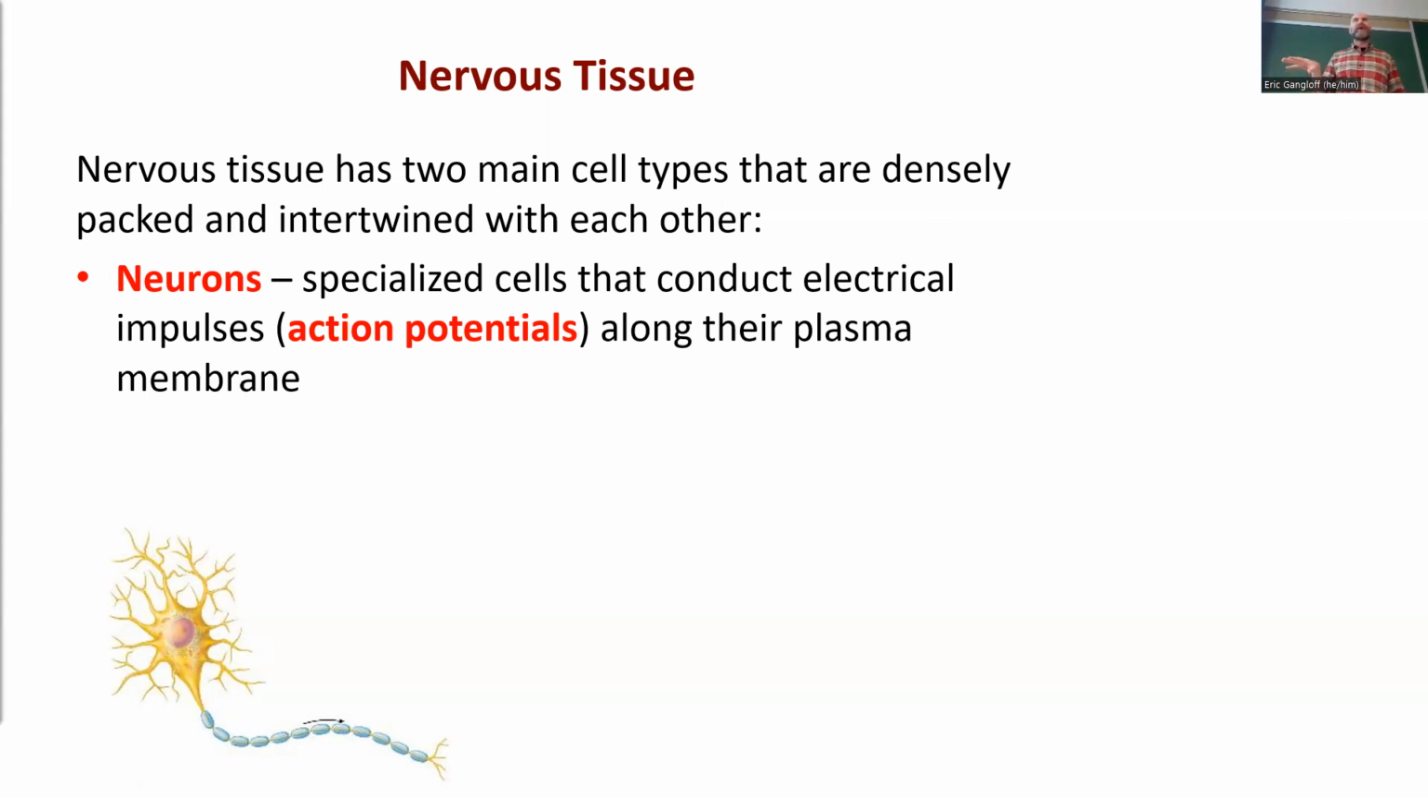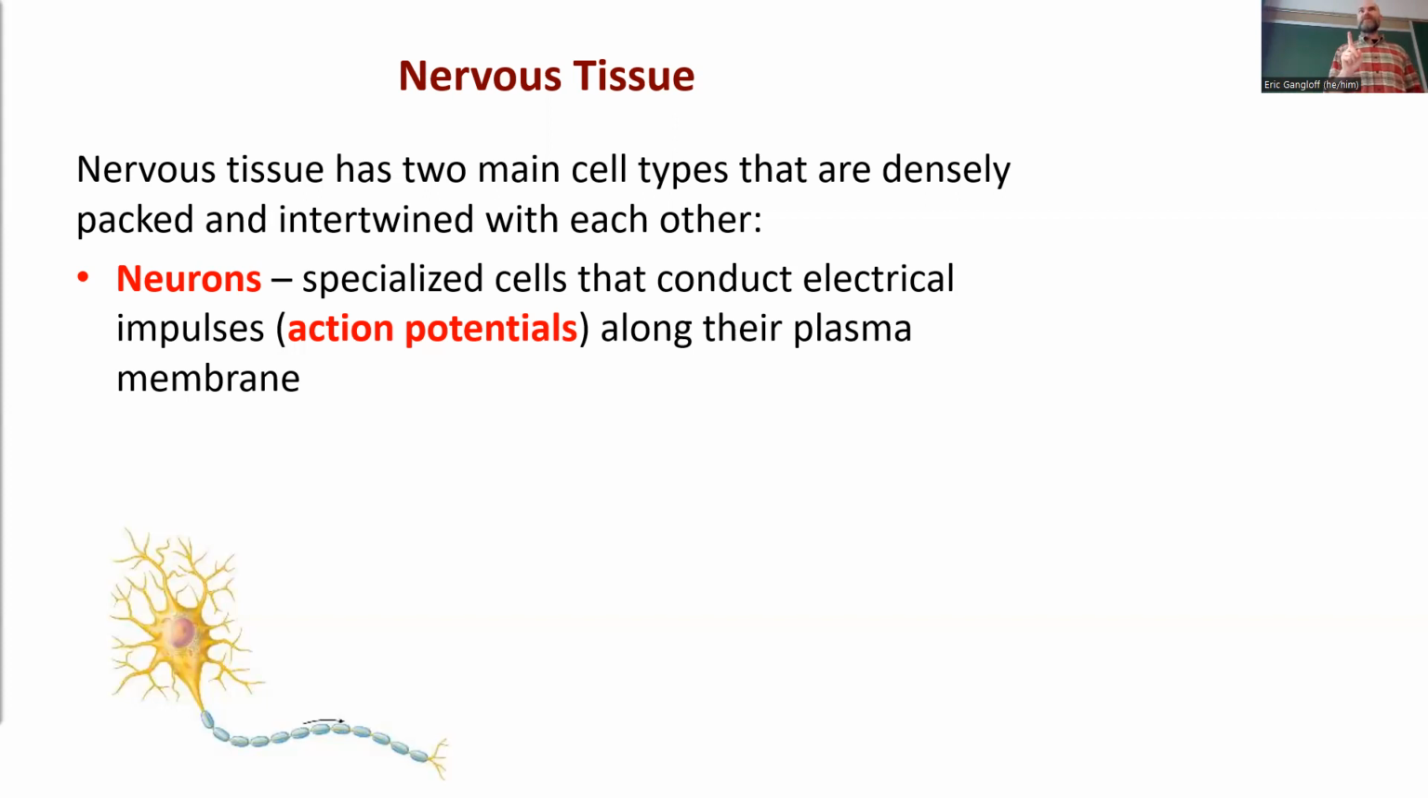For human anatomy, we're not really going to talk about that. It's more of a physiology question. The important thing that I want you to know here is that action potential is the name for this electrical signal that is transmitted through these neurons.